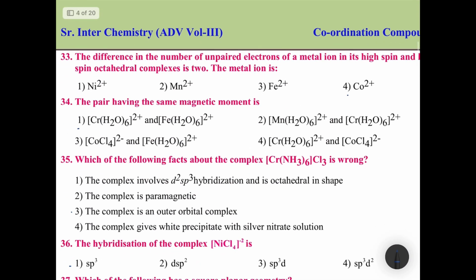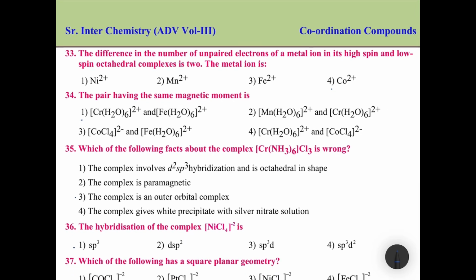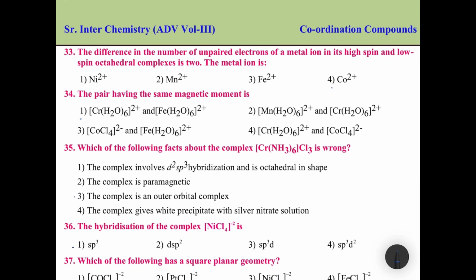The difference in the number of unpaired electrons of the metal ion in its high spin and low spin octahedral complex is 2. You need to check all the options: nickel plus 2, Mn plus 2, Fe plus 2. I will go with cobalt plus 2. What is the cobalt electronic configuration? Cobalt is 4s2 3d7, right? Cobalt plus 2 means it will be 3d7.